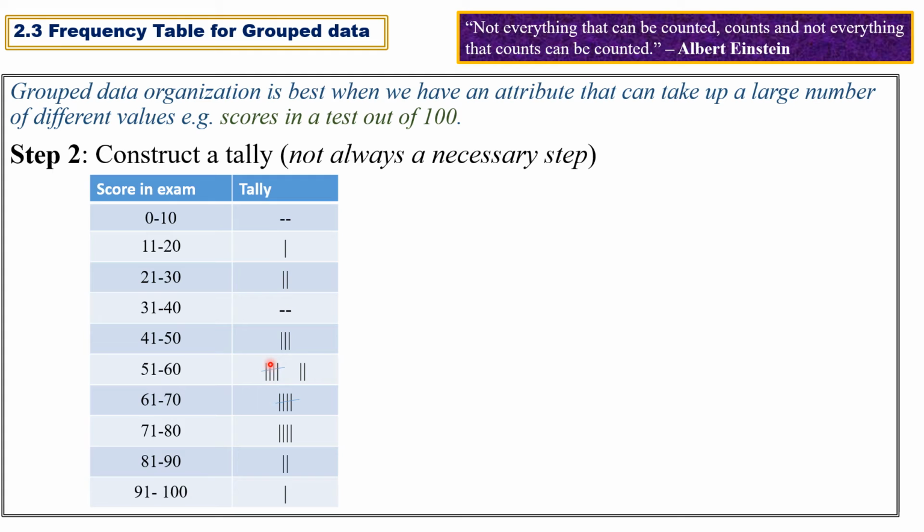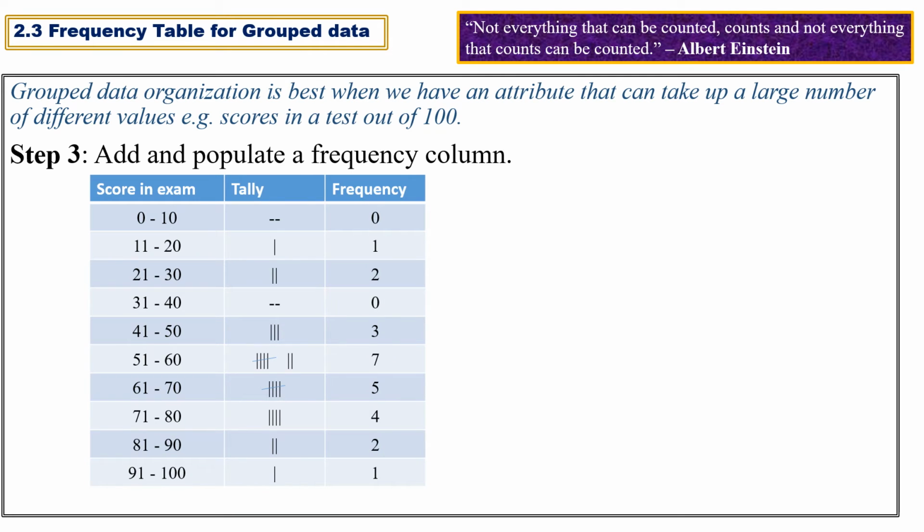All right. So after you've done the tally column, then you would add and populate a frequency column, which would just be very easy since you've done the hard work counting up the different values in the tally column.